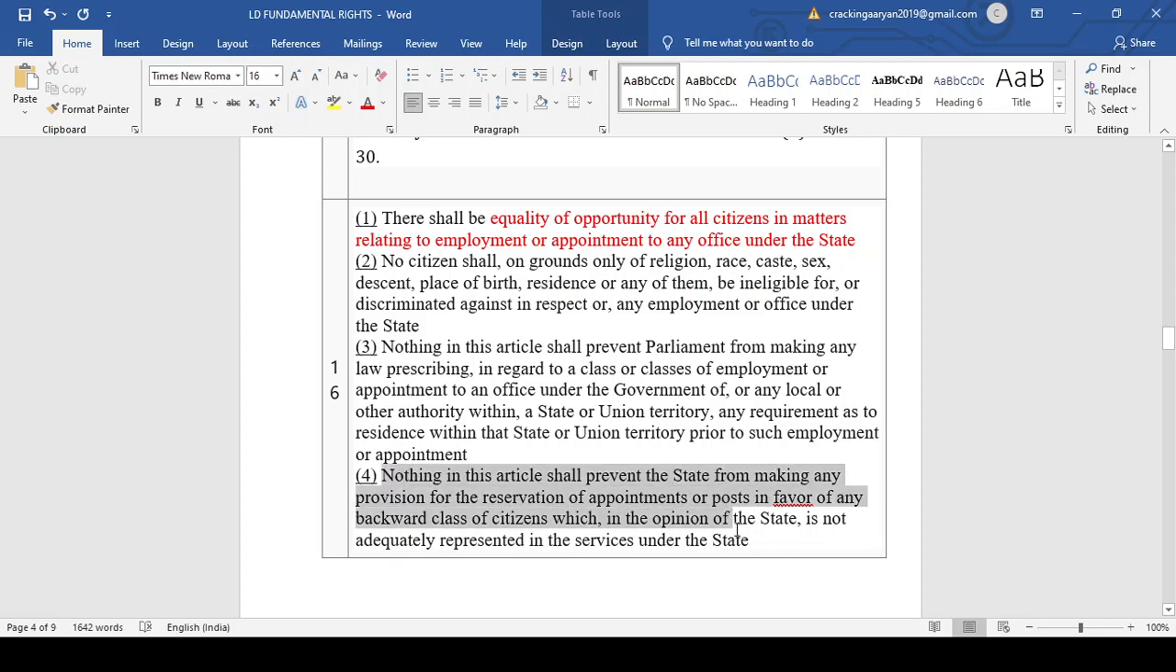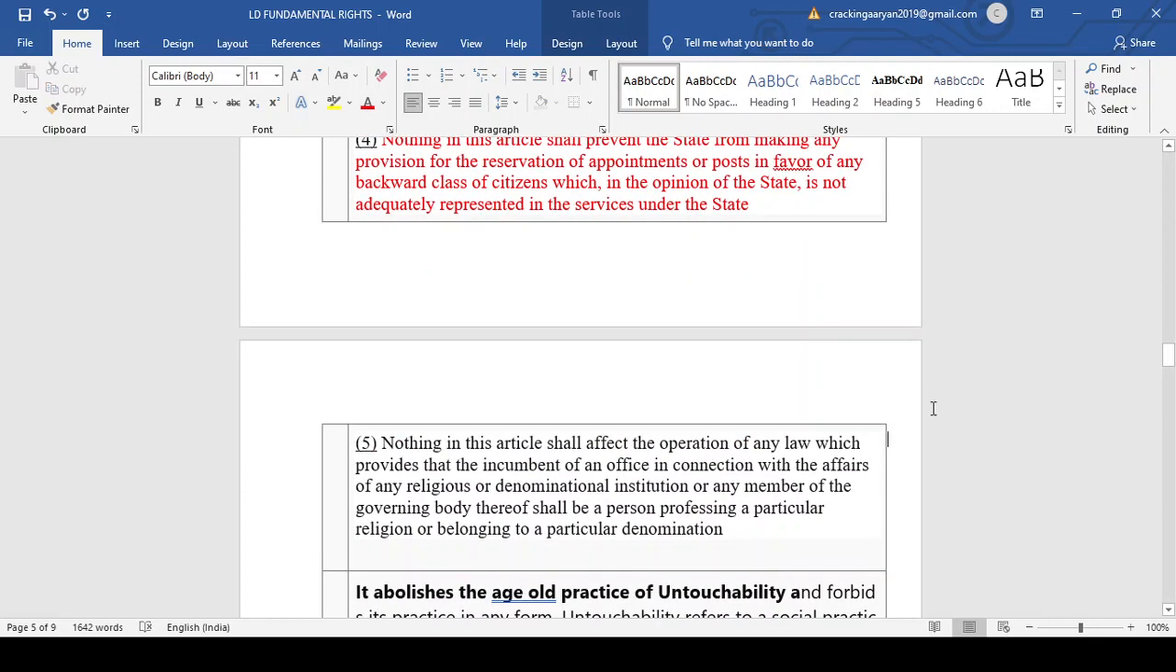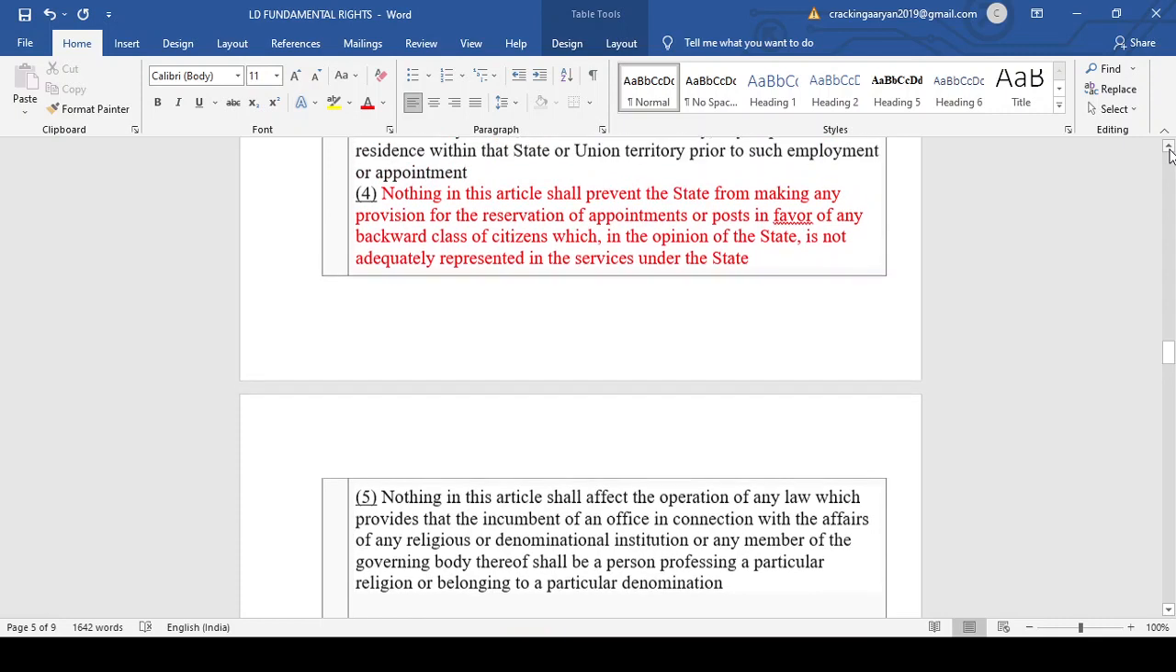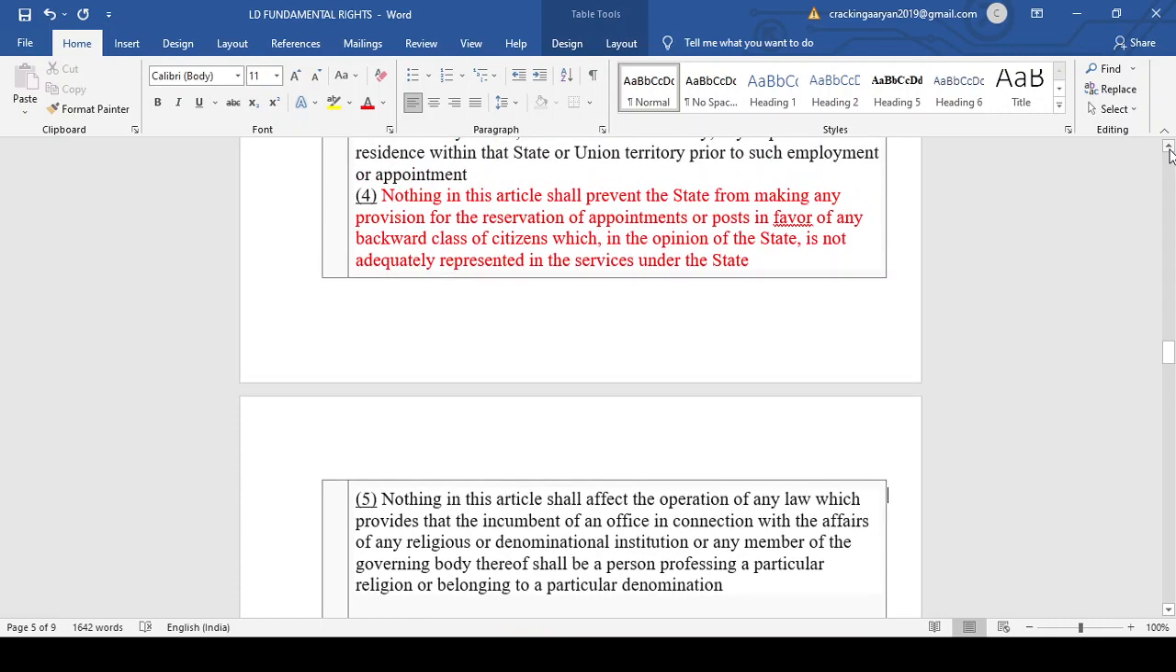Nothing in this article shall prevent the state from making any provision for the reservation of appointment or post in favor of any backward class of citizen, which in the opinion of the state is not adequately represented. Guys, remember the Maratha judgment. It was stated by the Maharashtra government that the Maratha community is not adequately represented. But the Supreme Court told that there is no such report. Even the Gaekwad Commission has stated, but Supreme Court told that there is no such report which says that this particular Maratha community is not adequately represented in the state.